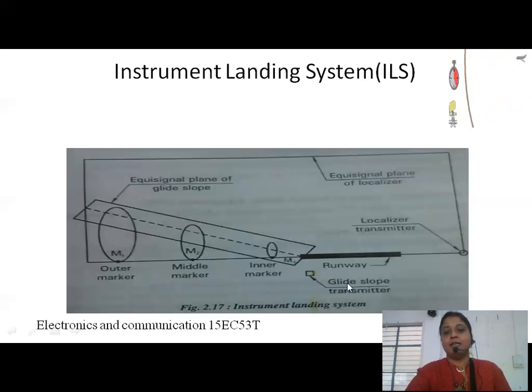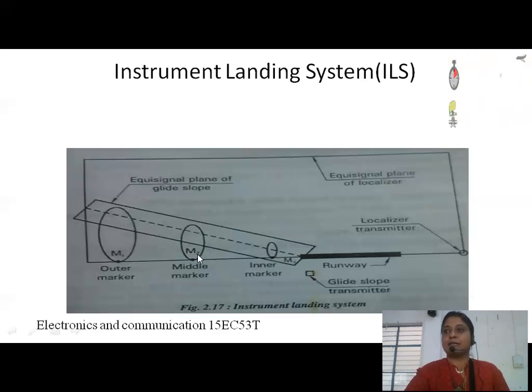Now the intersection of these two planes, where they are intersecting. The intersection of this vertical plane and this inclined plane, where they intersect, those points are joined, and that gives the path for the aircraft. Means the aircraft should follow this particular dotted line. Again, to verify whether the aircraft is following this dotted line, we have 3 marker beacons: the inner marker, middle marker, and the outer marker.